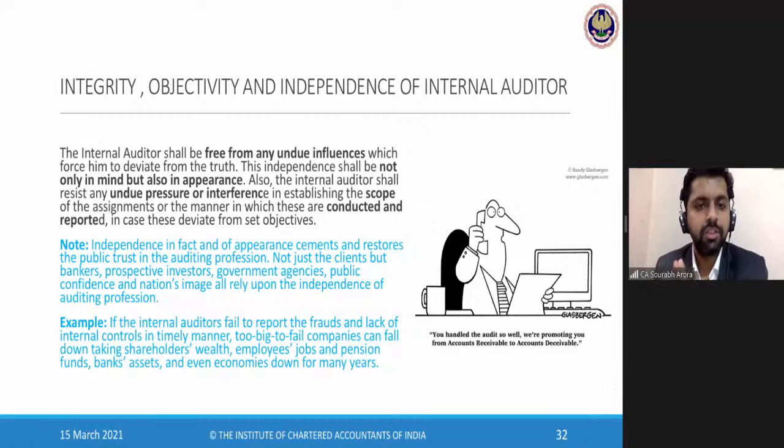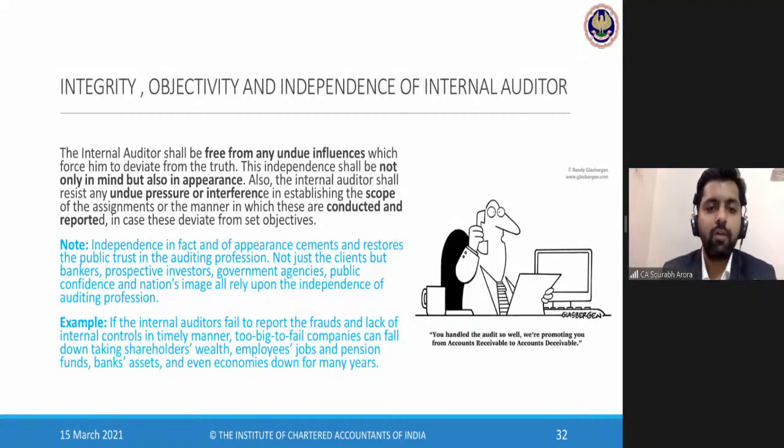The internal auditor shall be free from any undue influence which force him to deviate from the truth. The independence shall be not only in mind but also in appearance. It must be free from undue pressure or interference in establishing the scope of the assignments, the manner in which they are conducted and reported. So in scope, conduct and report, you shall be free from any undue influence or pressure. So what is the purpose of independence? This is not to be remembered, this is just for the explanation.